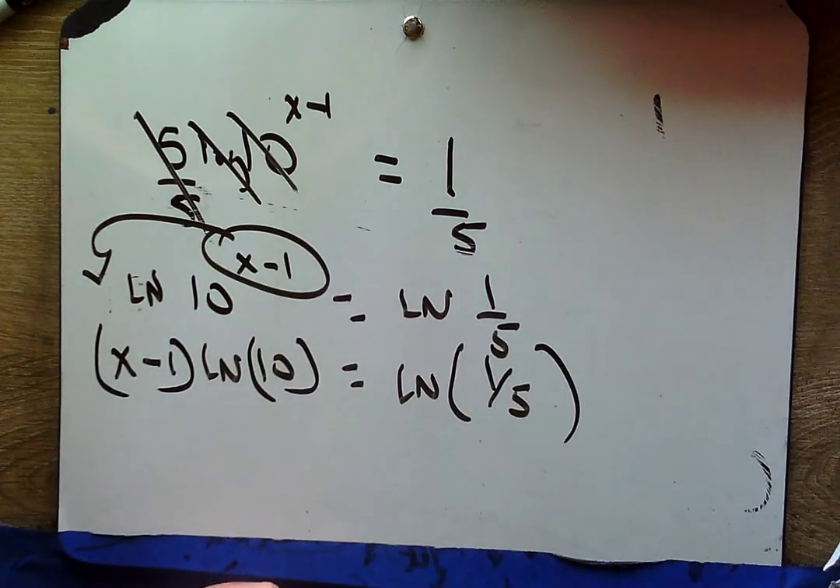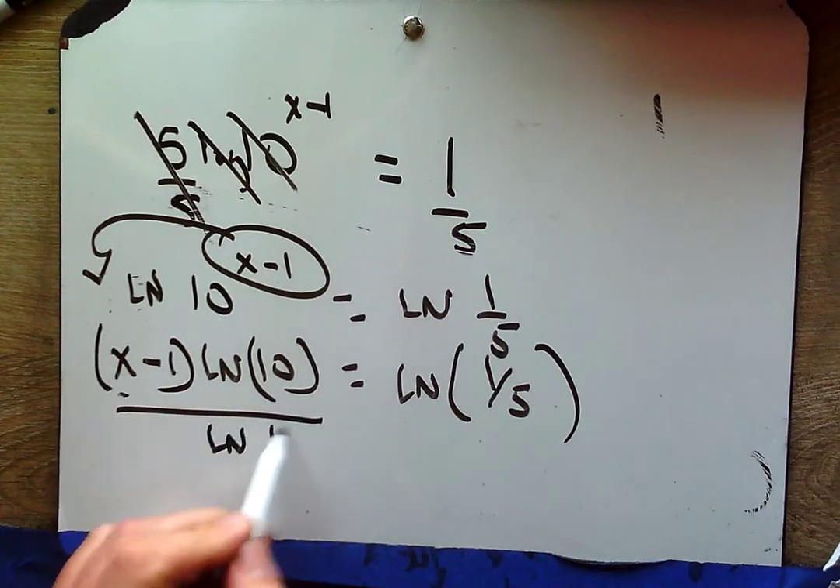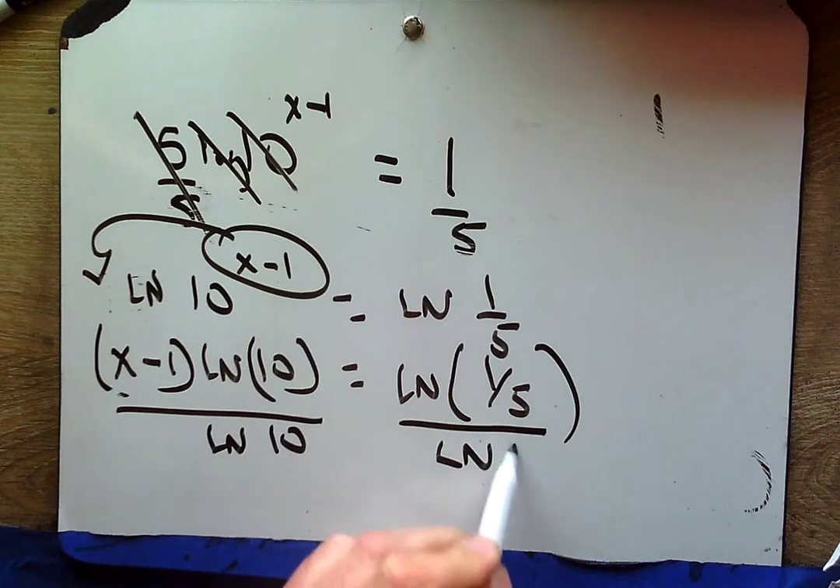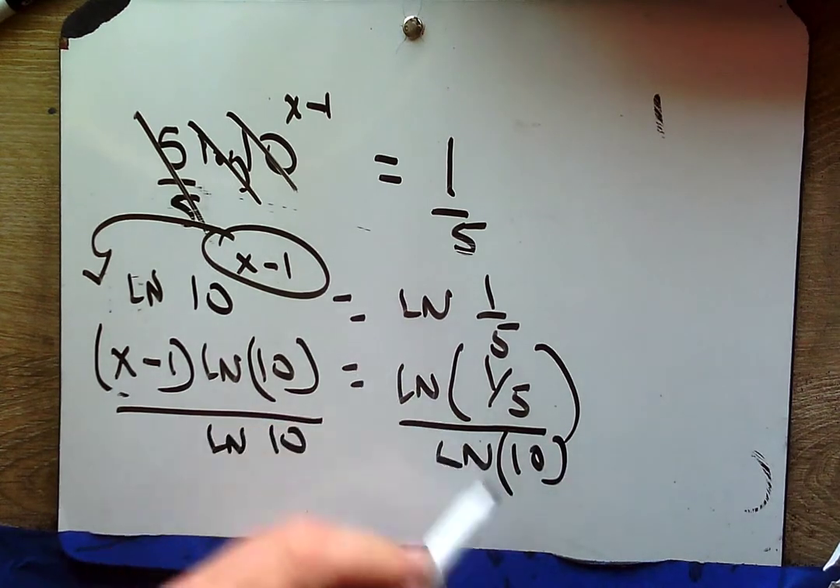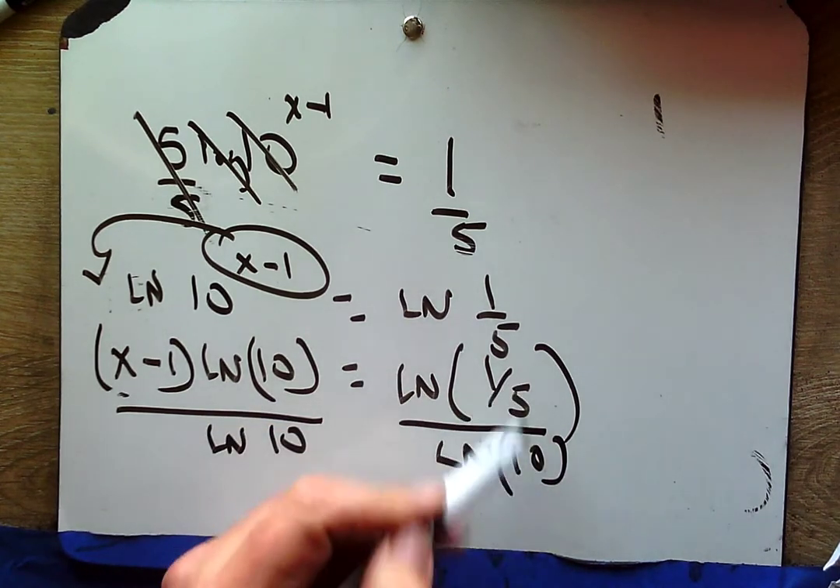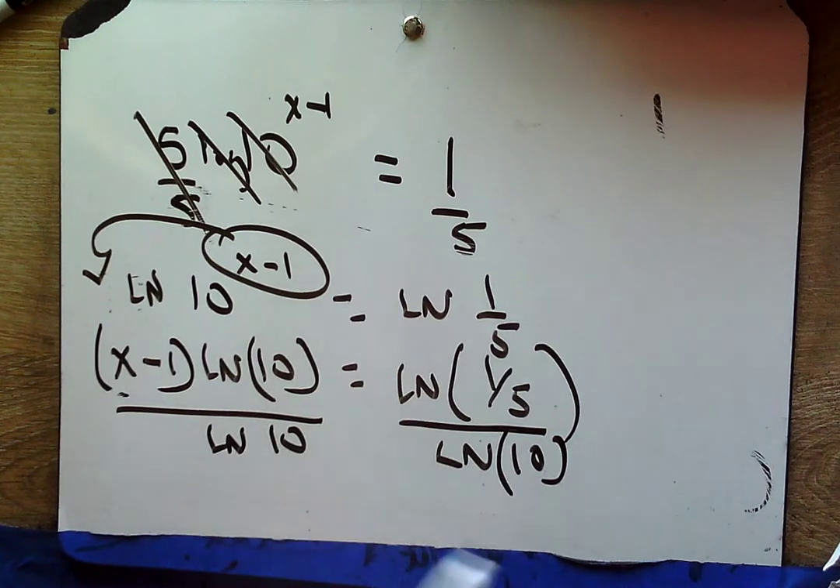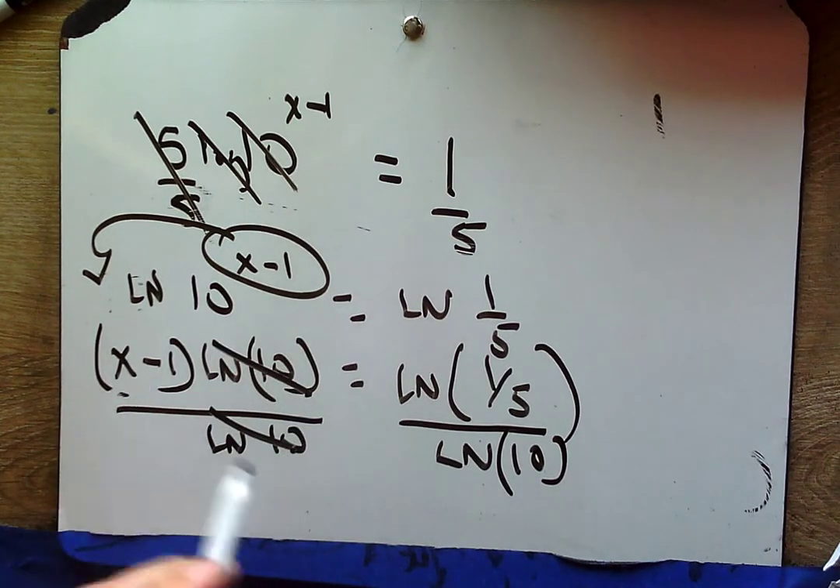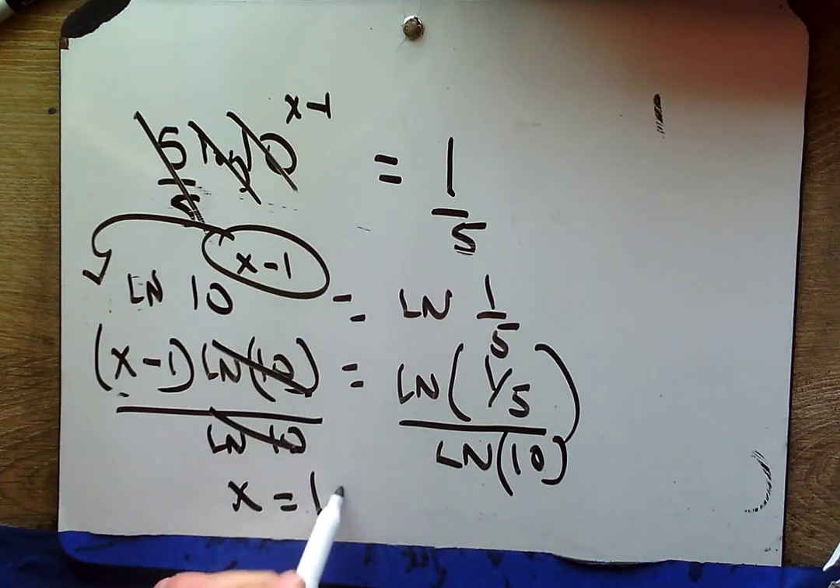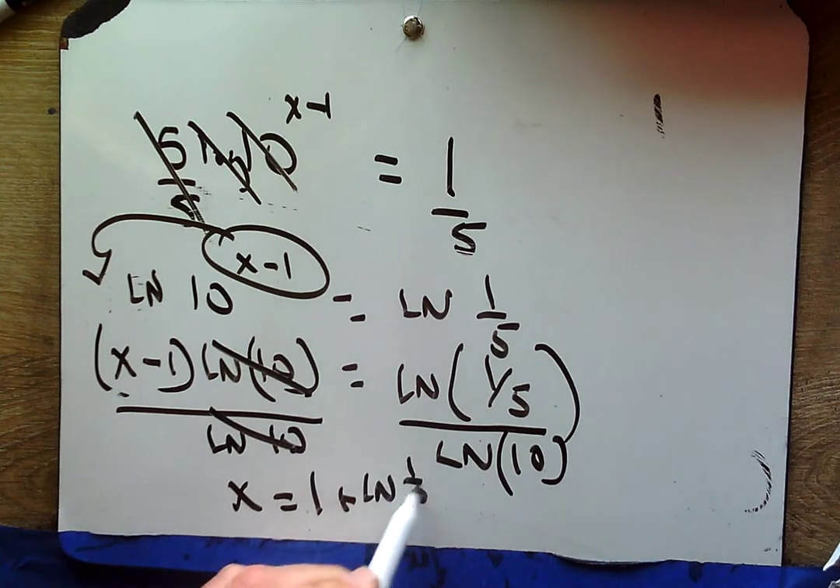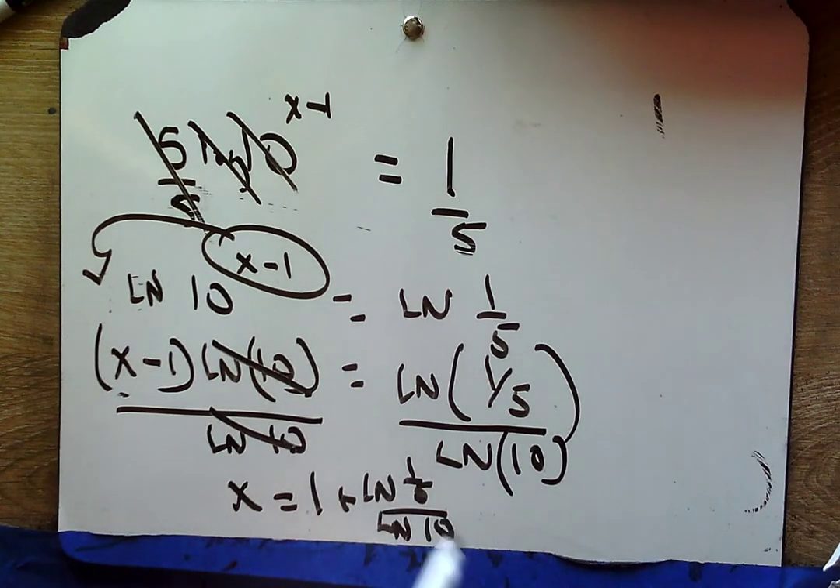And that's great. But I'm solving for x. So I need to divide both sides by ln of 10. No, you cannot cancel those. Stop it. But I still need to add 1 to both sides. So 1 plus ln of 1/5 over ln of 10.